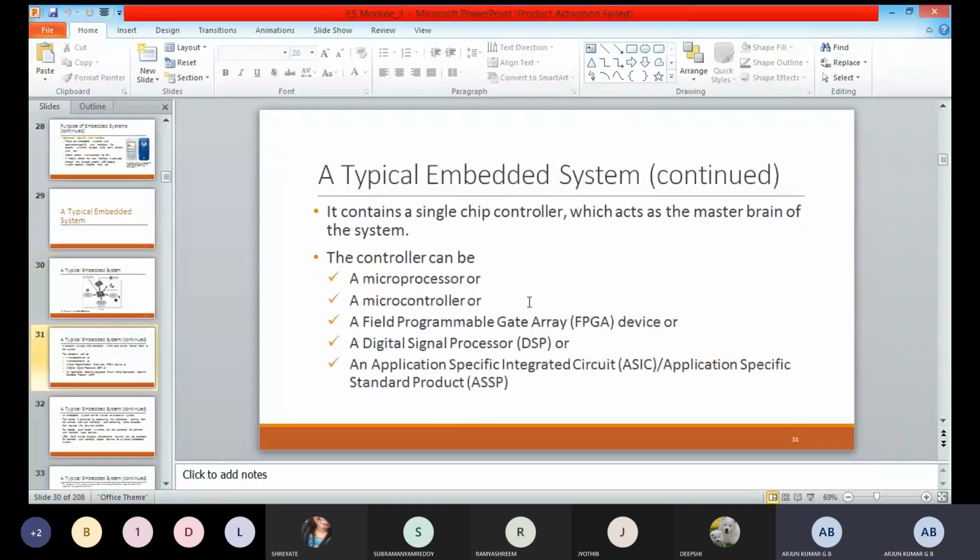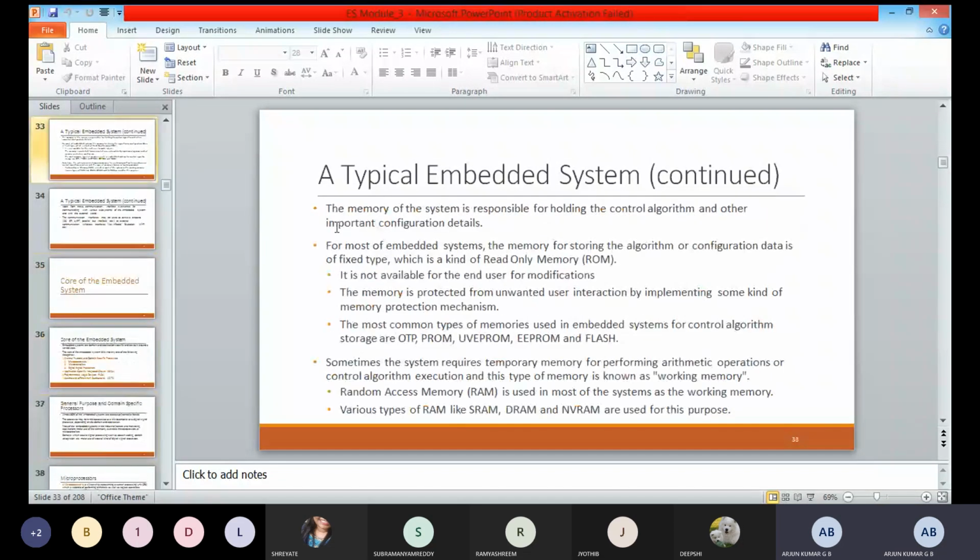Coming to the memory system, the memory of the system is responsible for holding the control algorithm and other important configuration details. In most embedded systems, the memory for storing the algorithm and configuration data is of fixed type, which is a kind of read-only memory. It means that if you are turning the valves on and off, you should write some control program and dump it to this memory, called read-only memory. It is not available to the end user for modification. The end user can't modify this program.